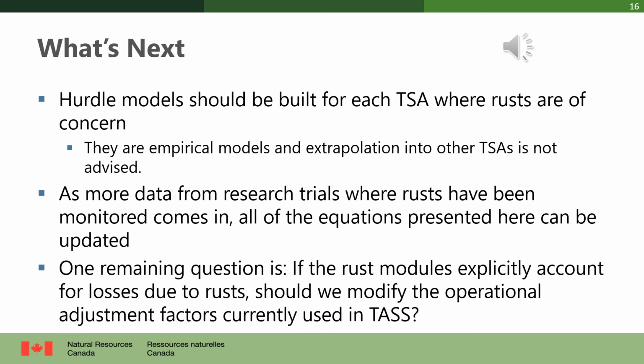One remaining question is this: if the rust modules explicitly account for losses due to rusts, should we then modify the operational adjustment factors that are used in TASS? These operational adjustment factors account for losses due to insects and pathogens, which would include losses due to rusts. So if we're already accounting for losses through the rust modules, then it would not make sense to account for those losses again in the operational adjustment factors. So this would suggest that we should adjust these operational factors, but to what degree remains unknown.